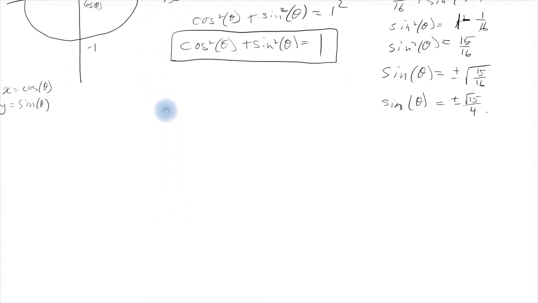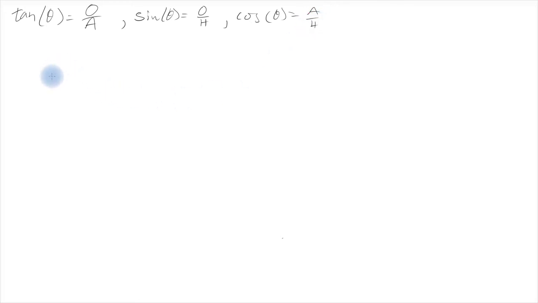Next identity is just another form of tan. So we know that tan of theta is opposite over adjacent. We also know that sine of theta is equal to the opposite over the hypotenuse, and cosine of theta is the adjacent over the hypotenuse.